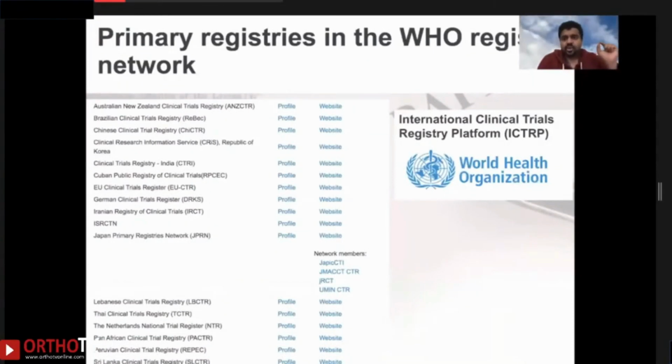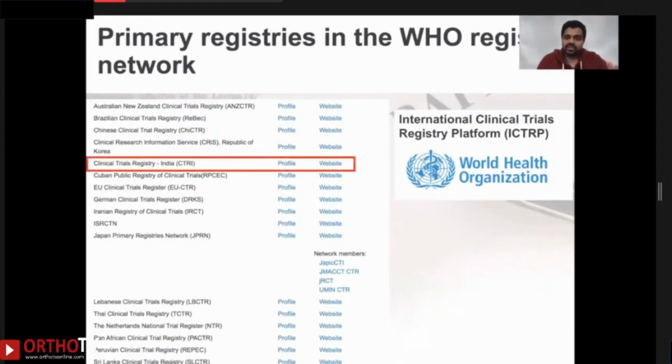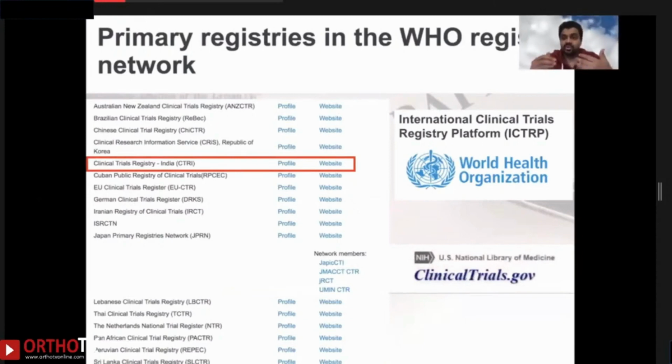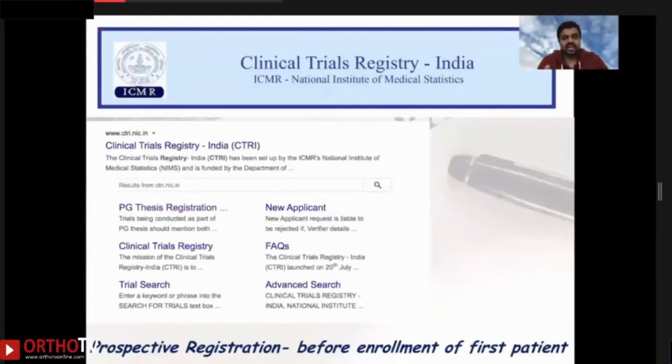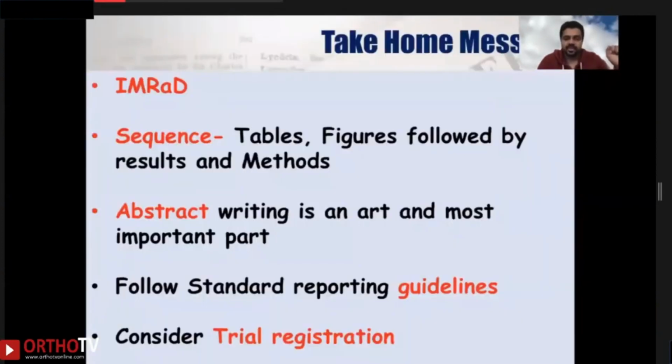The WHO has an International Clinical Trials Registry Platform where a lot of good trial registries are listed. For example, in India, it's the CTRI, the Clinical Trials Registry of India. And we have the US ClinicalTrials.gov, which was the original one, which even gave guidelines to the WHO. So for any research in India, we should register with the clinical trial registry. Remember, prospective registration: that's before enrollment of even the first patient.